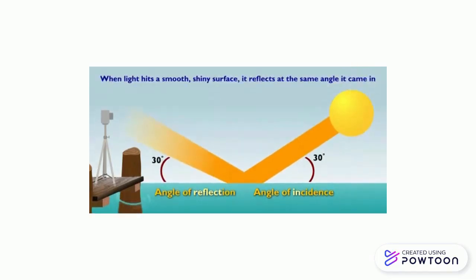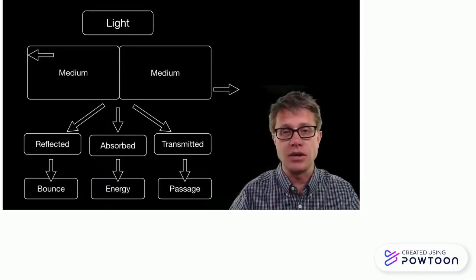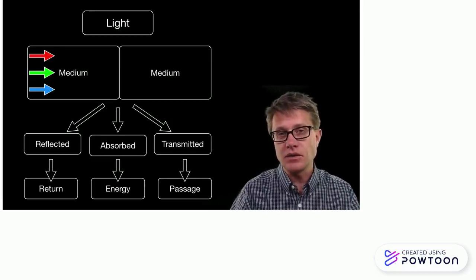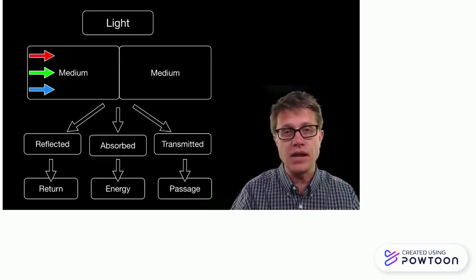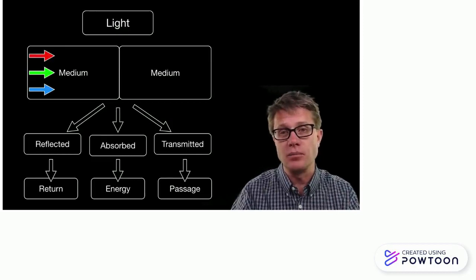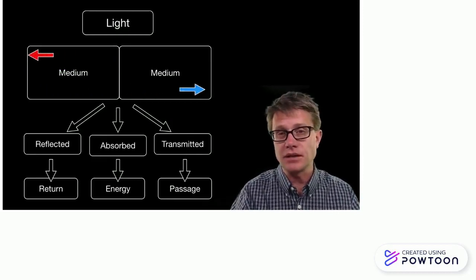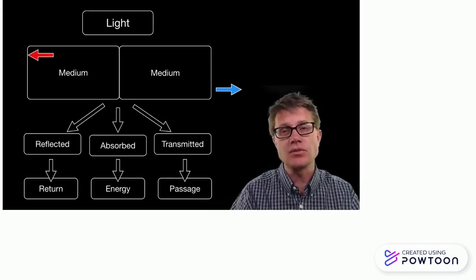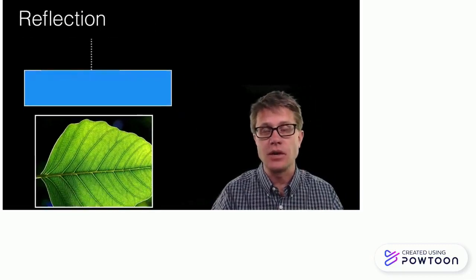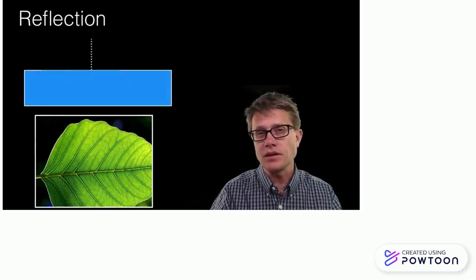So when light hits smooth, shiny surfaces like water, it reflects. Refracted, but we'll talk about that in a later video. Now what's interesting is you can have different wavelengths of light interacting in a different way with the medium itself. Some could be reflected, absorbed, or transmitted, and that's where we get the color of objects and what colors they actually have. So let's start with reflection.